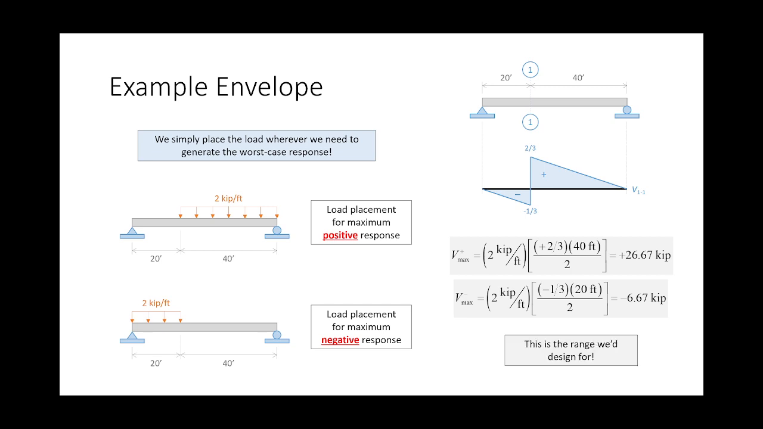So what I propose is that we have a maximum positive and a maximum negative. This is an extreme positive shear of 26.67 kips and an extreme negative shear of negative 6.67. So I propose that this point on the beam, if we have a moving distributed load, is not going to see a given shear value. It's going to see a range of shear values, anywhere from here to here, provided that 2 kips per foot is the load that we're talking about. That's the envelope of shears that that particular point sees.